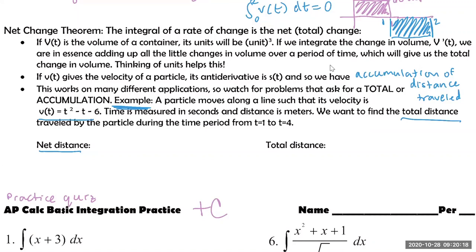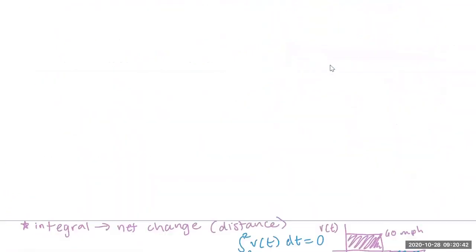Okay, so with net distance, it's really nice. I don't have to look at the graph at all. I just go, okay, well, I know the time is from 1 to 4. I know an integral represents the net distance. So I take the integral of that function, t squared minus t minus 6, from 1 to 4, and I apply my knowledge of FTC, and just for a moment, let me scroll back up to here.